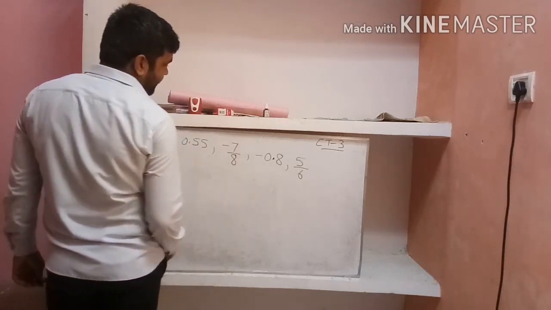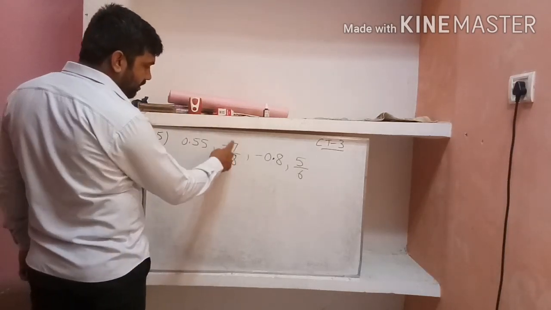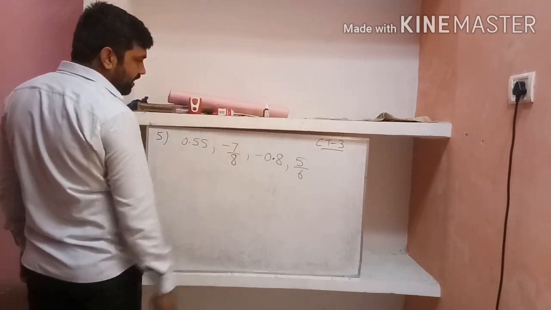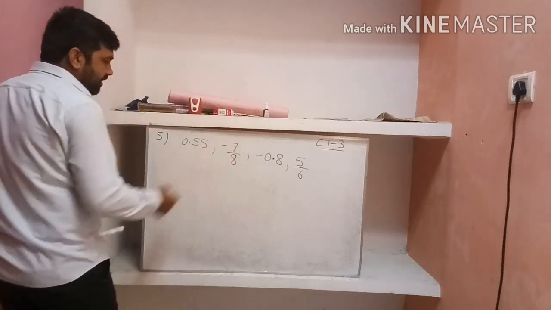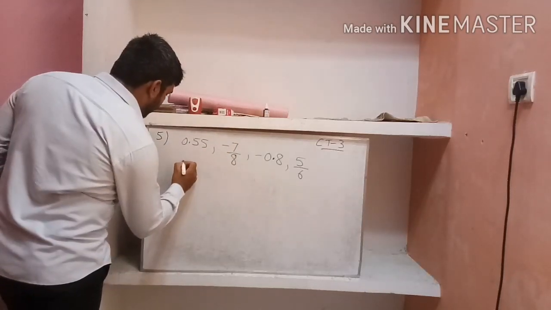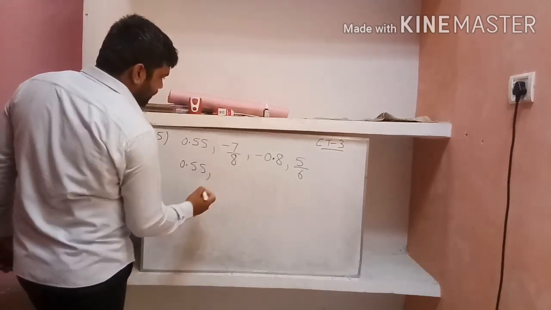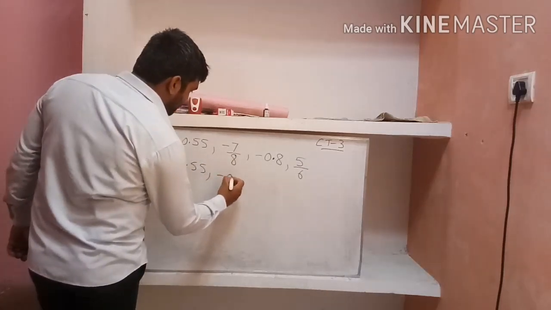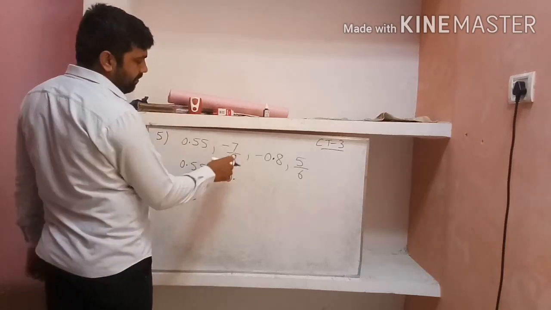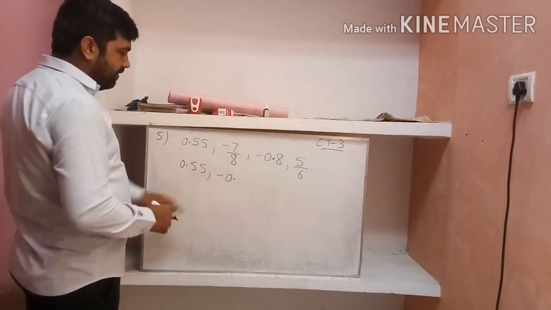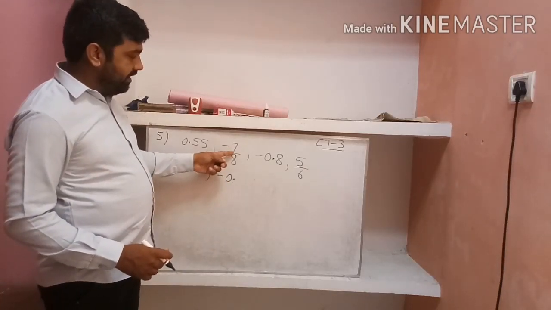This is minus 0.8 and this is minus 7 by 8. So if you bring it also into decimal form, then only you can answer. Otherwise it will be very difficult to answer. So we are going to divide and convert it to decimal. Now 0.55 as it is, no problem in it. Convert this. When you divide 7 by 8, add a 0 after the decimal. So here 70 is there.